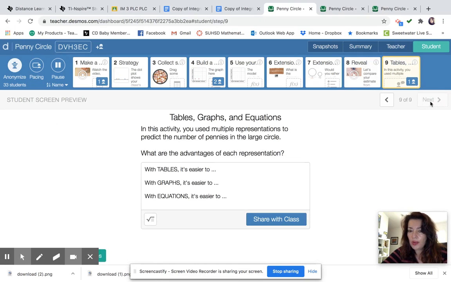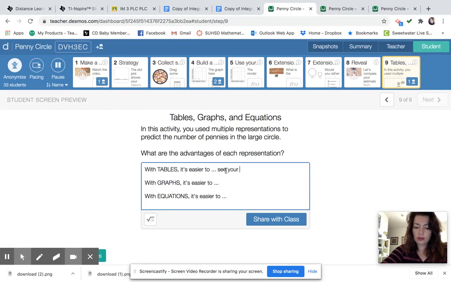Okay, what is the difference between tables, graphs, and equations? Something you could say is that with a table, you can easily see your observations. With a graph, you can see the shape. And with equations, it's much easier to calculate. So that is a sample response you could give on the last slide. Okay.